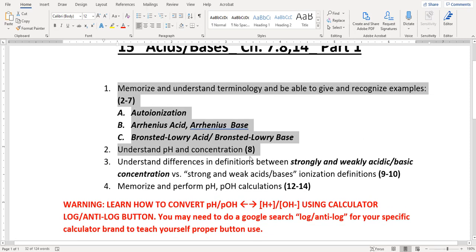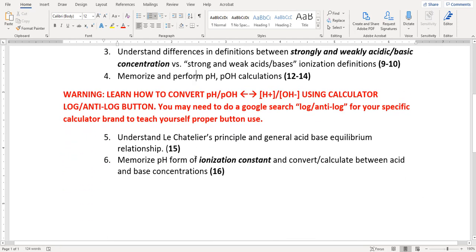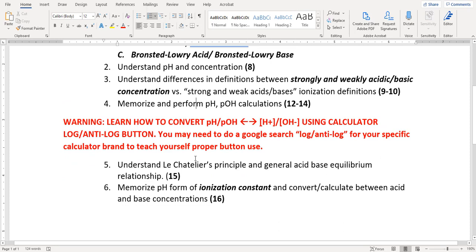We'll then get into pH chemistry and convert very large concentration units into very small ones called P notation, so for pH and something called pOH. So we'll get into that. We'll then learn a little bit about something called Le Chatelier's principle and ionization constant.